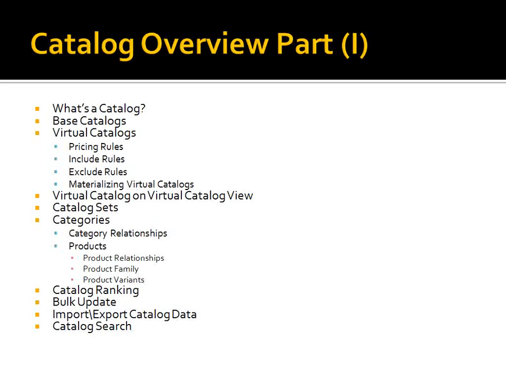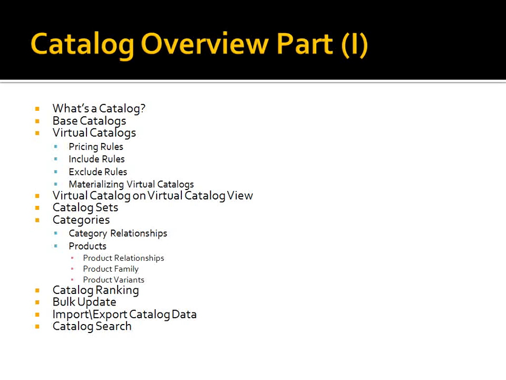A catalog is a collection of products categorized for management and purchasing. By categorizing products into categories and housing them in a catalog, it's easier to browse and search. So, in Commerce Server, a catalog is known as a base catalog. A virtual catalog is built upon one or more base catalogs.